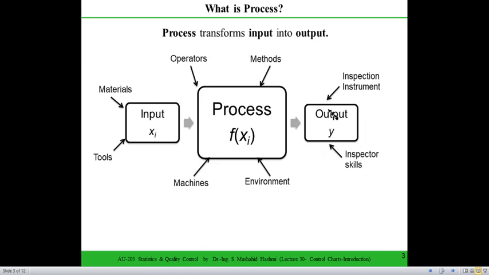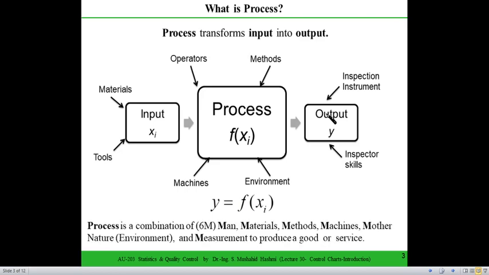Once we have an output of a product, we need to inspect it through instruments, and we need to have some quality control procedures. These instruments must be calibrated, and there must be a skill set available for the inspector who is going to inspect the output. So this is what the process is. You can think of the output as depending upon an input, and the function would be called a process. A process can be thought of as a function which transforms all the inputs into an output.